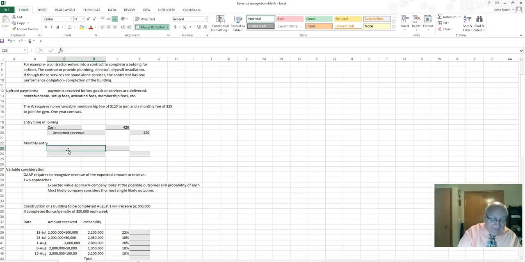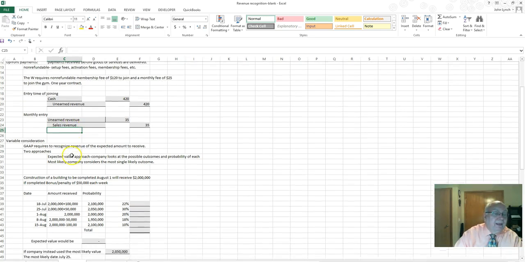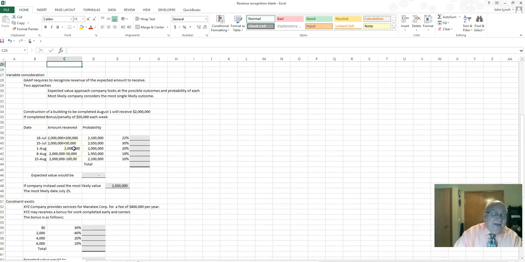Every month then, you debit unearned revenue for the 420 divided by 12, or $35, and sales revenue is a credit for $35. Okay, those are upfront payments. Variable considerations. What we have on this one, I'm going to save.